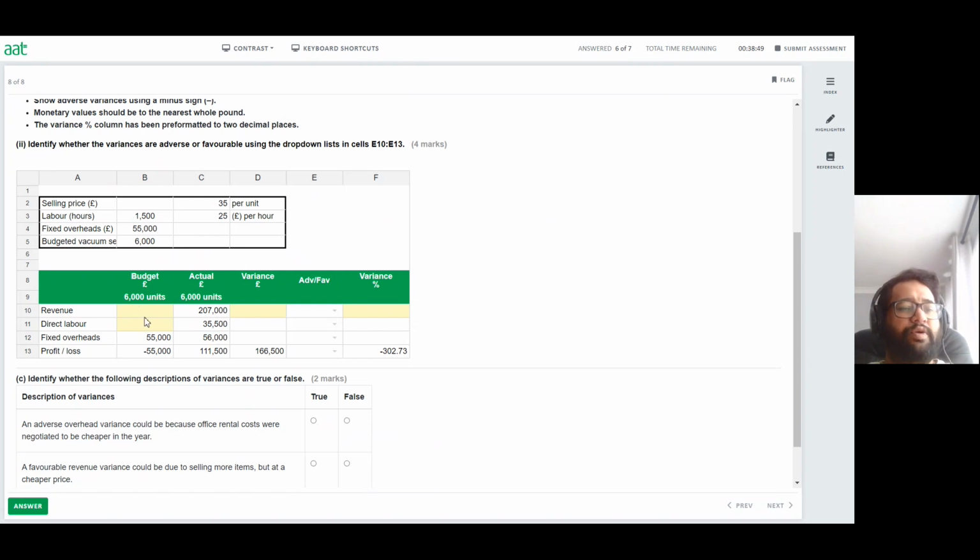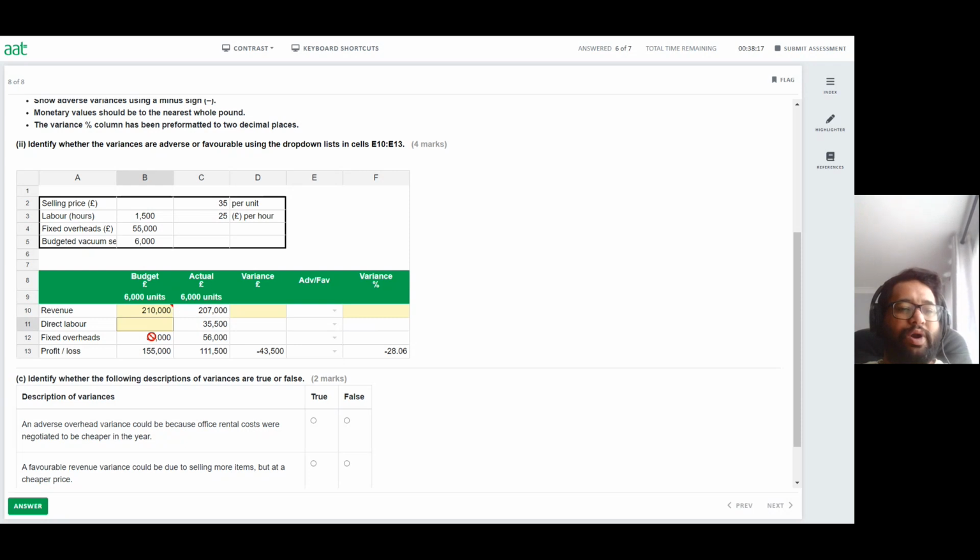So here, the revenue is going to be equal to the selling price multiplied by the number of items, which is 6,000 units. So here, the budgeted volume is here. So we're going to use a formula: B5 multiplied by C2. Let's enter it. Yeah, it has given you a monetary value now.